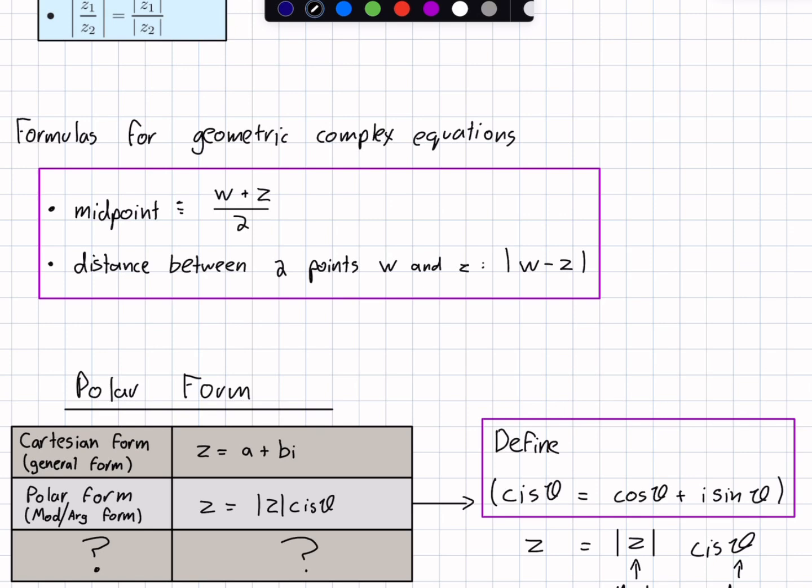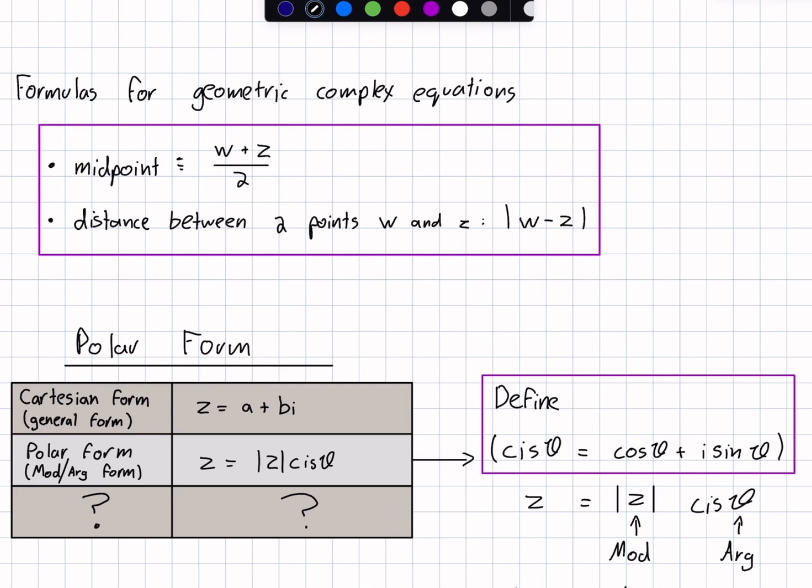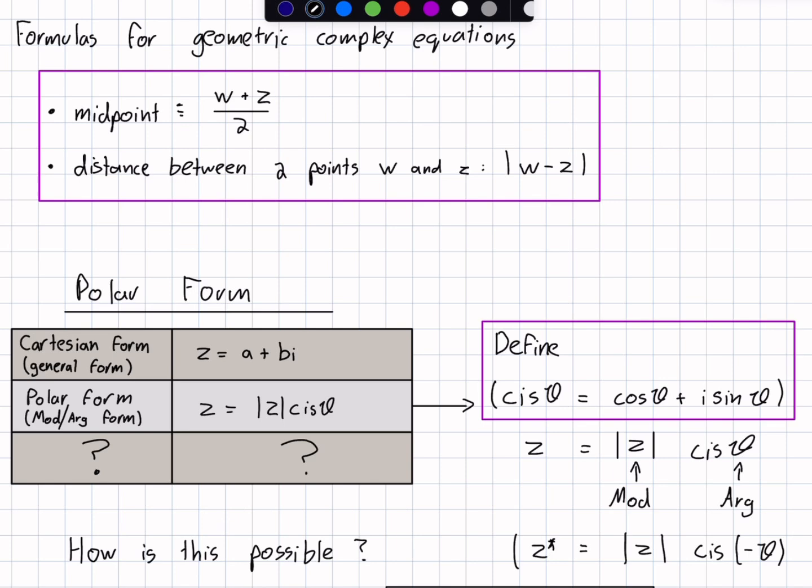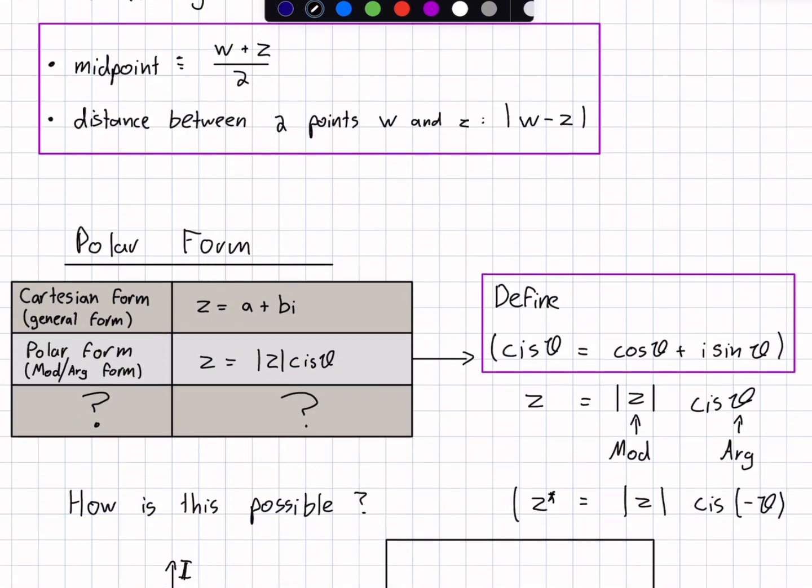The introduction of the modulus and argument leads us to our next form, which is known as the polar form, and is most commonly used when actually talking about complex numbers as vectors. The polar form is the modulus of a complex number times cis of theta. Now, what is cis? Cis is defined as cos theta plus i sin theta, and you will see a lot of this as you go on with complex numbers.